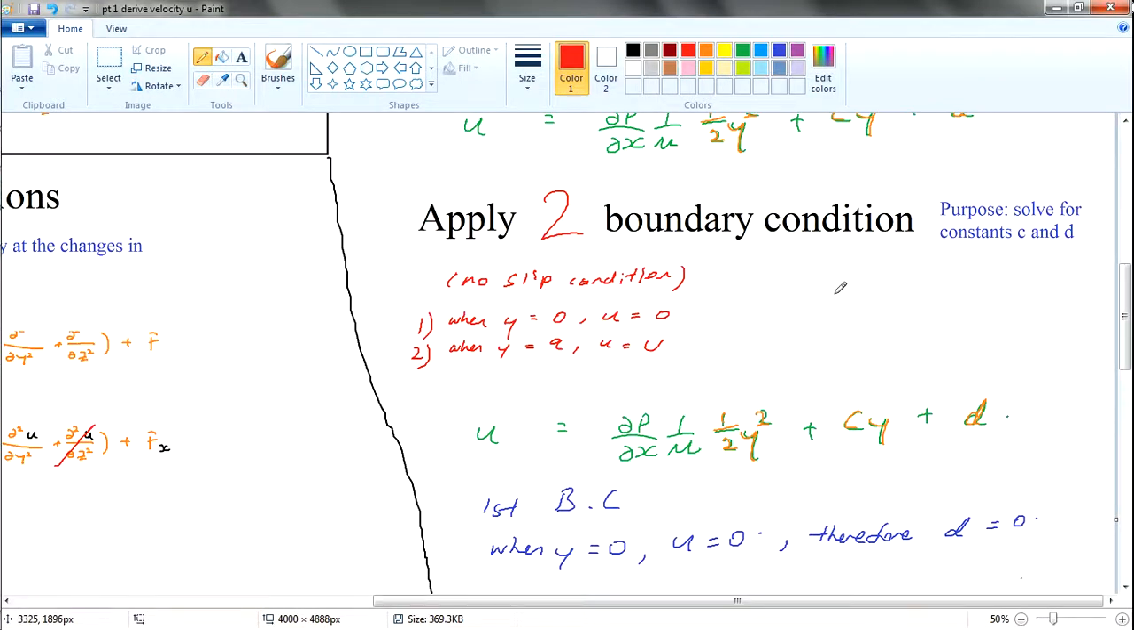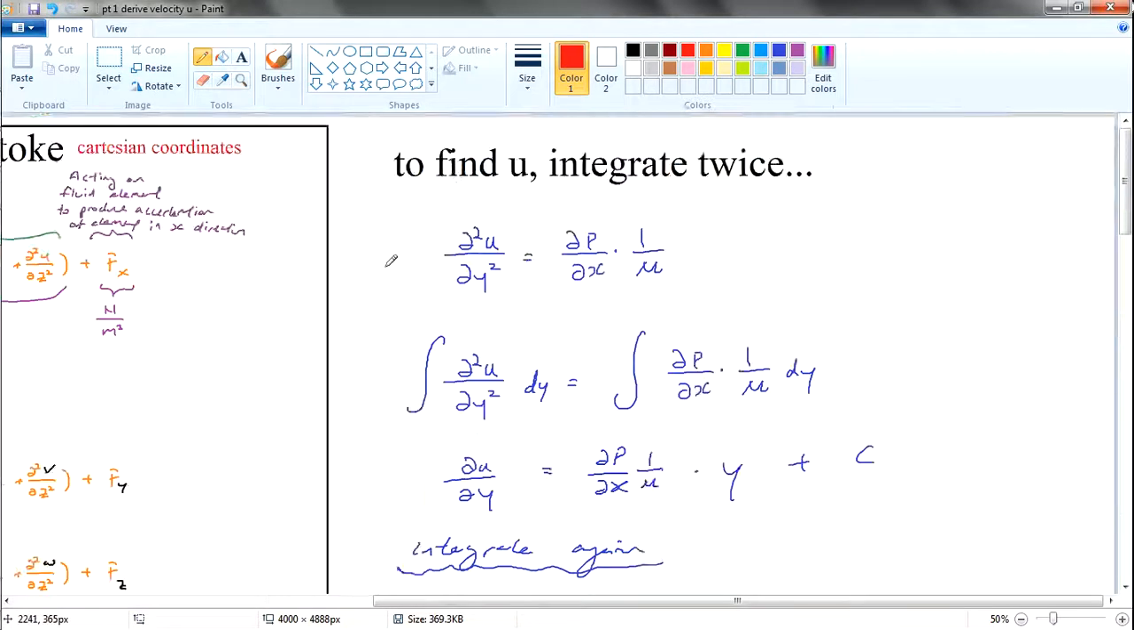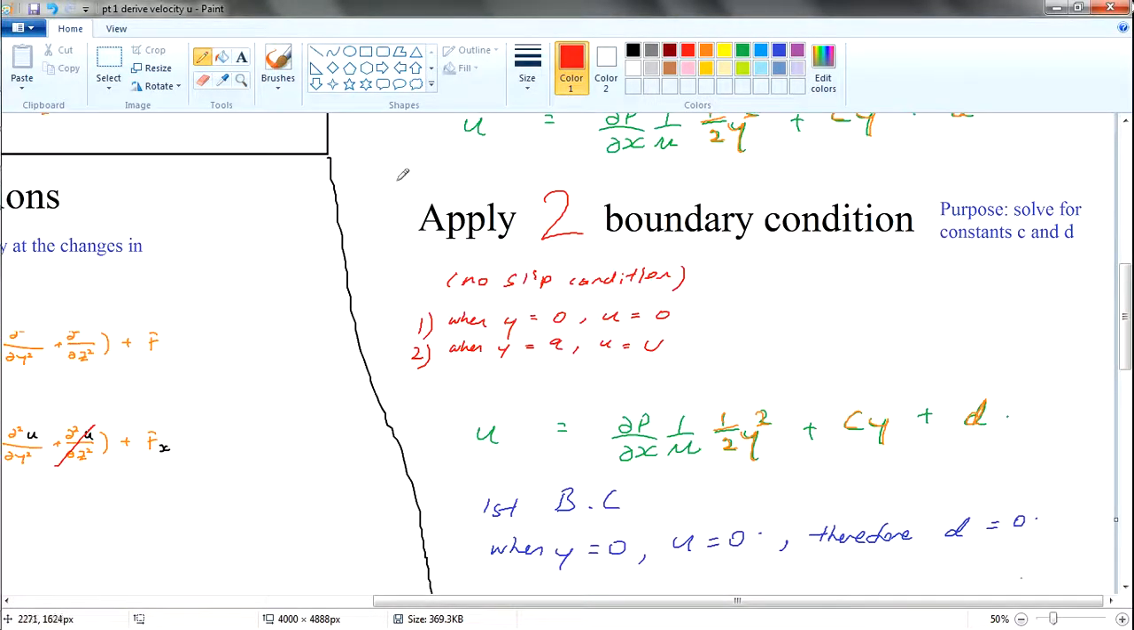And next video we'll talk about it. So I'll just stop here. Next video we'll apply the 2 boundary conditions. So see you in the next video.